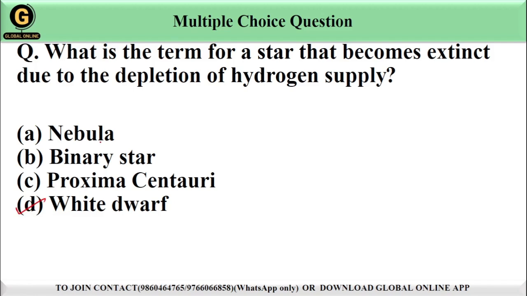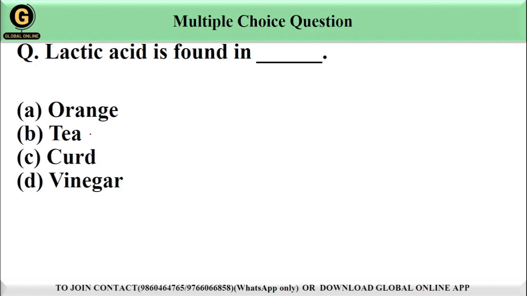The next question is, lactic acid is found in dash dash. Options are given: A, orange, B, tea, C, curd and D, vinegar. So lactic acid is found in curd, or we also call it yogurt.